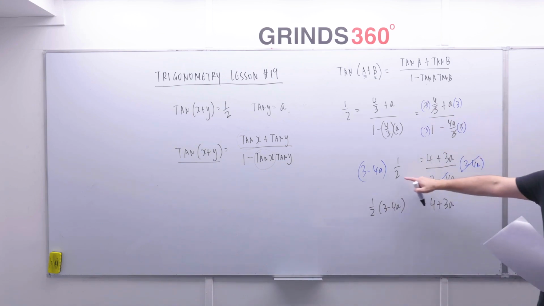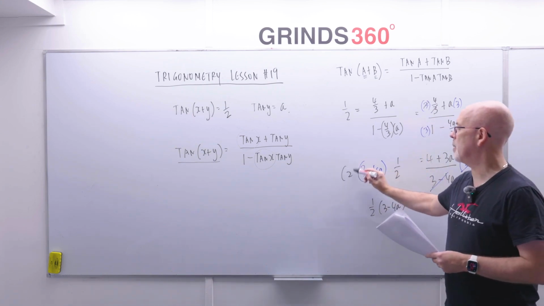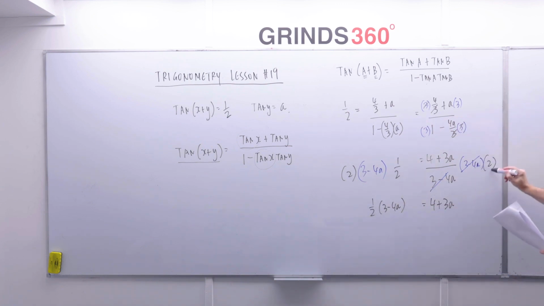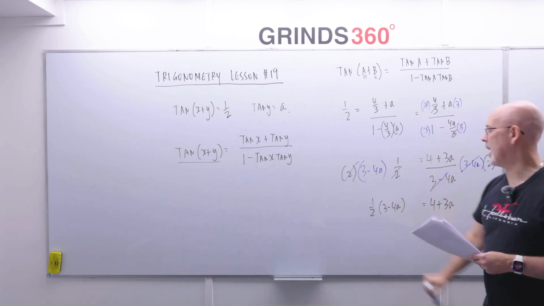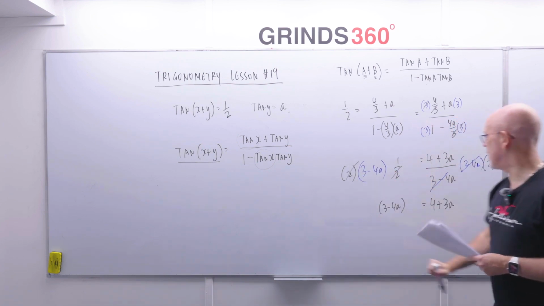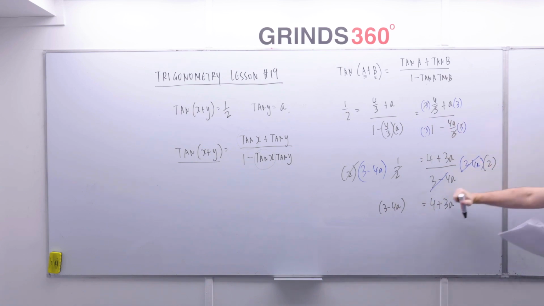Then maybe multiply both sides by 2, because then the 2s will cancel, and I just get 3 minus 4a, and here I'm going to get 2 times 4. Rather than doing it as 2 separate steps, maybe just do it in one go. There's 2 denominators, 2 and 3 minus 4a, so I multiply both sides by both of them.